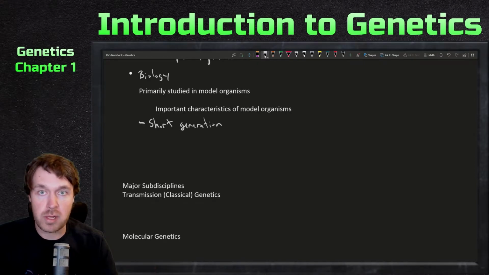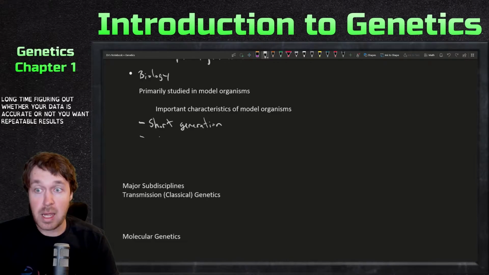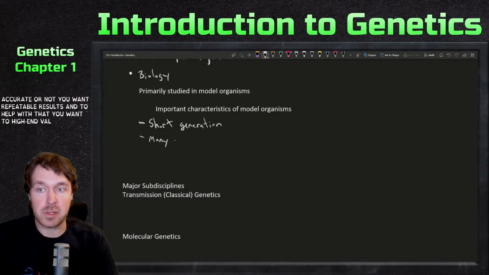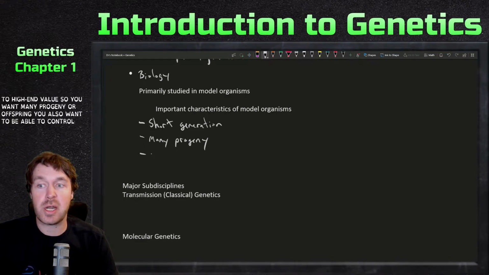So you don't want to spend a long time figuring out whether your data is accurate or not. You want repeatable results. And to help with that, you want a high n value, so you want many progeny or offspring.